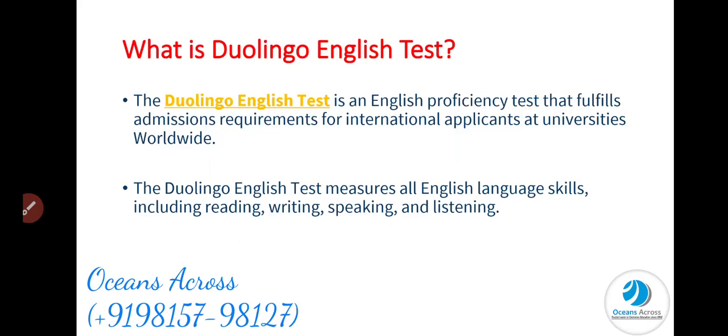Firstly, let's discuss the meaning of Duolingo English test. What is it? It's a kind of proficiency test that is just for applying to universities or colleges worldwide. If you want to immigrate to some other country, this test is not for that. You can apply for admission to any university or college that you want to. And this test is going to test all the skills of the English language, that is reading, writing, listening and speaking.